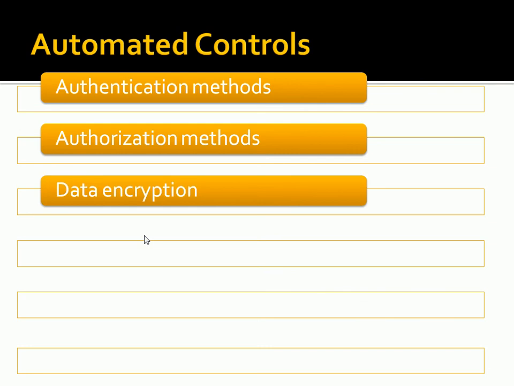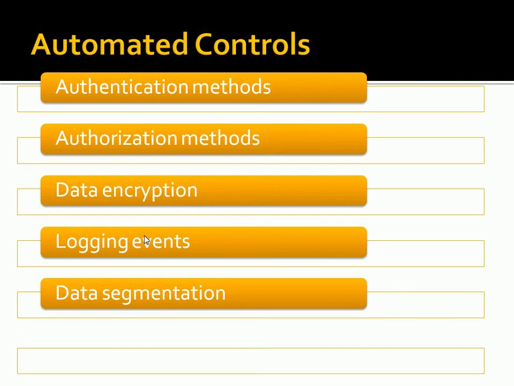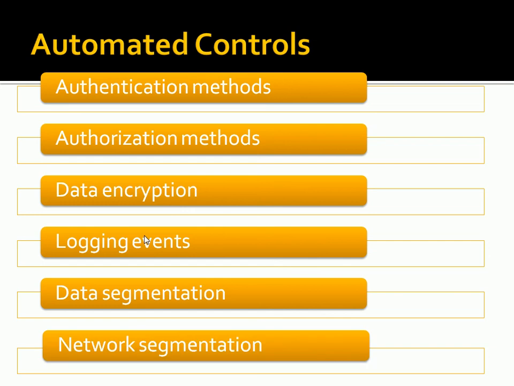Another one is data encryption. So that would be an automated control to make sure if somebody does get a hold of data or gets access to data that they shouldn't have access to, if it's encrypted, obviously they won't be able to get access to it. Logging events, so we know when something happens that's bad. We can do data segmentation, so we can segment access to data, and then network segmentation where different networks are separate from each other. So if you're on, say, the marketing network, you don't have access to resources that are on the engineering network or the development network or something like that, research and development.